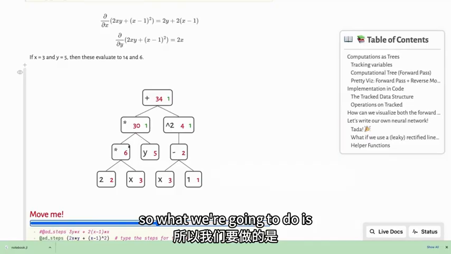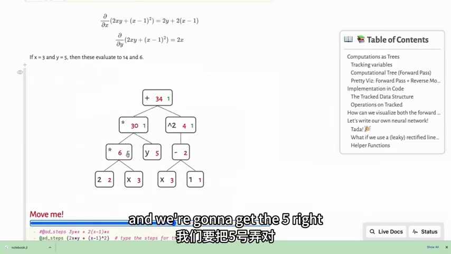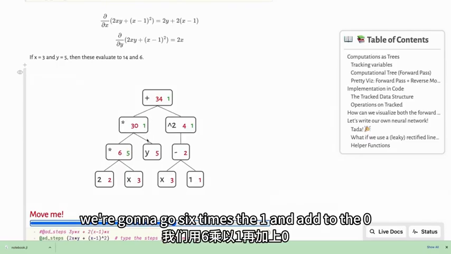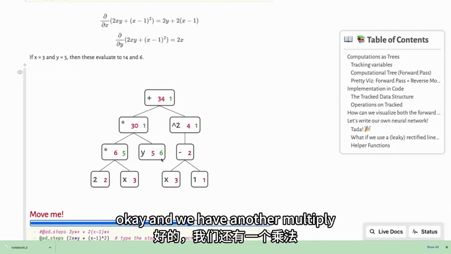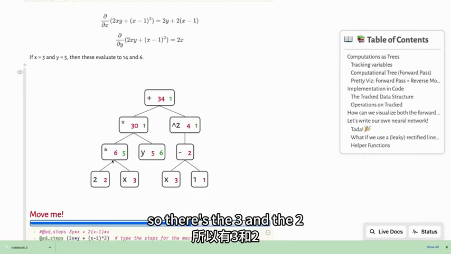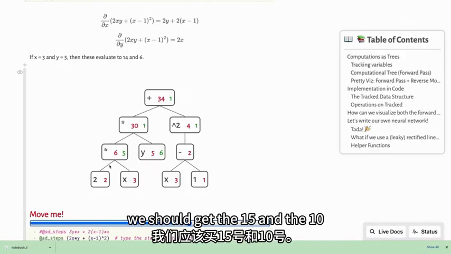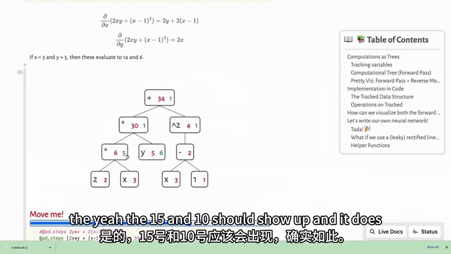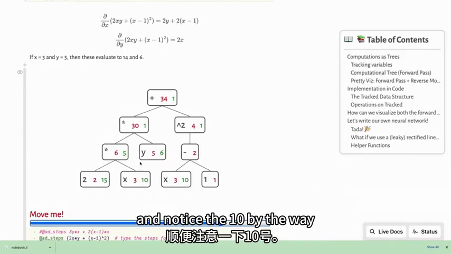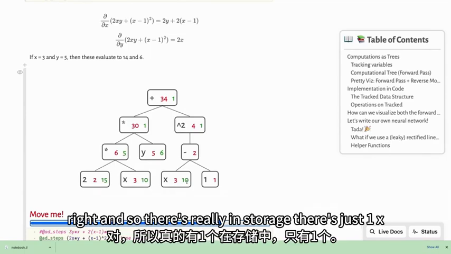So we go 5 times the 1, add it to the 0, and we get the 5. And now here we go 6 times the 1 and add to the 0, and we get a 6. And we have another multiply, with the 3 and the 2. If I've got this right, we should get the 15 and the 10. The 15 and 10 show up, and it does. Notice the 10 showed up here because it's the same variable; in storage, there's really just 1 x.